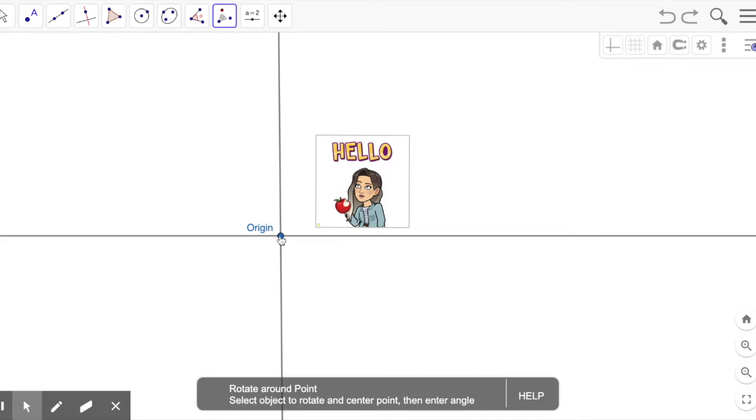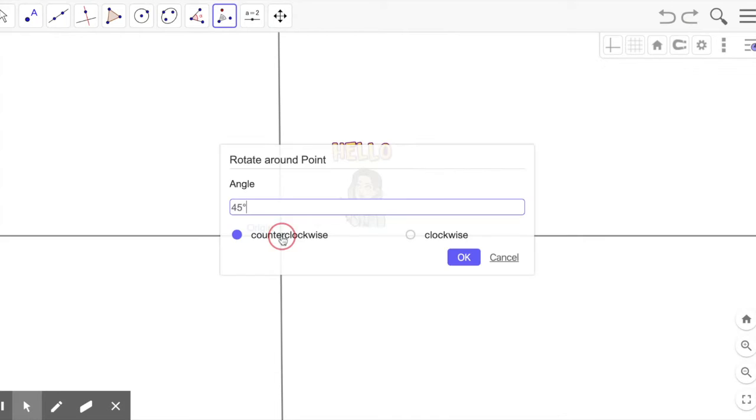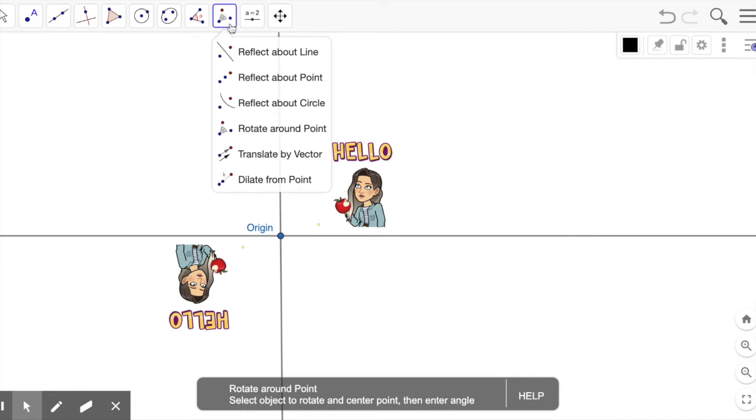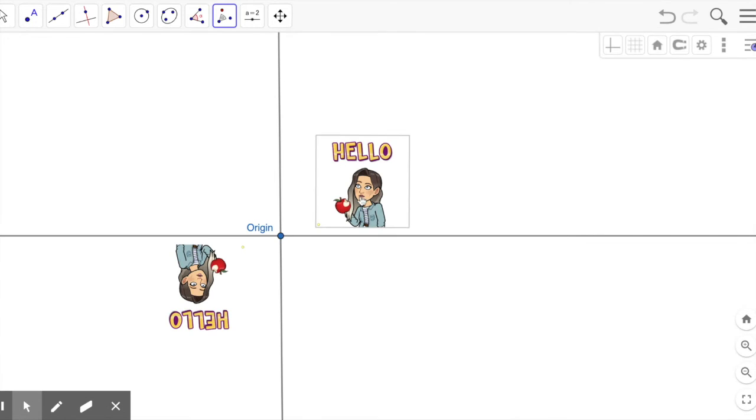Okay, so now let's look at 180 degrees counterclockwise. And now, as you can see, it is in the exact same position. So whether you go 180 degrees clockwise or 180 degrees counterclockwise, you will end up in the same position.